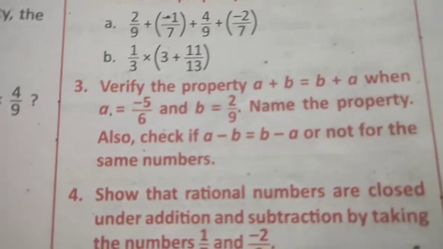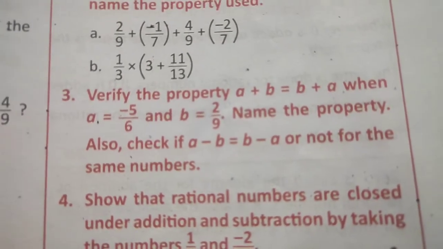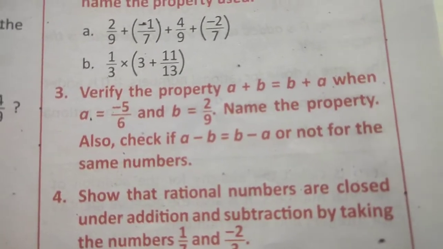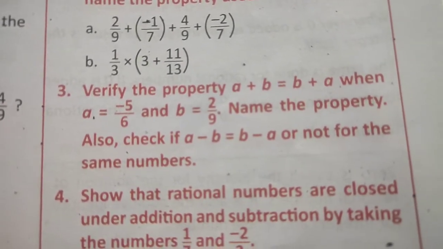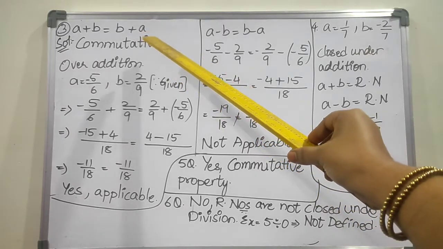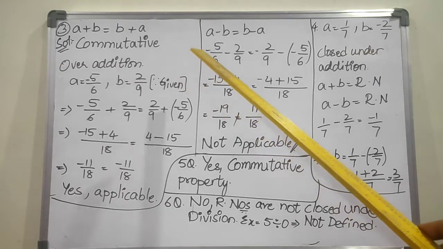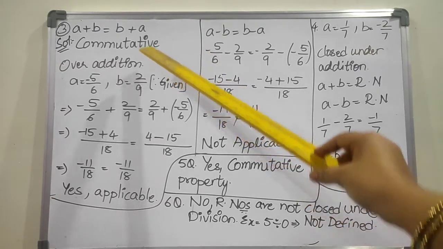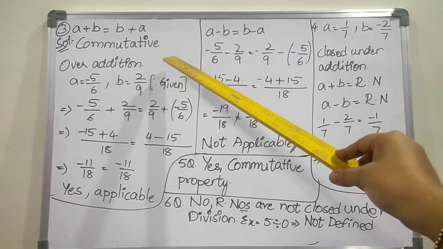So now let's see the third question. Verify the property A plus B is equal to B plus A when A is equal to minus 5 by 6 and B is equal to 2 by 9. Name the property. Also check if A minus B is equal to B minus A or not for the same numbers. Now here A plus B is equal to B plus A. Which property is that? That is the commutative property over addition. We have the addition symbol over here. That's why it is a commutative property over addition.